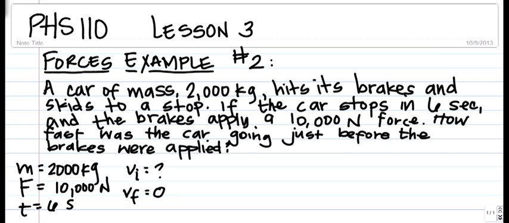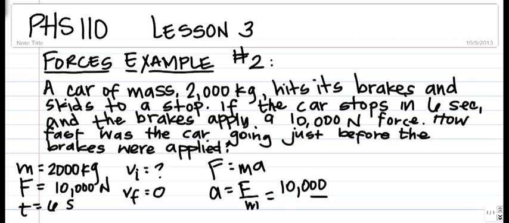The first thing that we need to do, and what makes this problem a little bit more difficult, is we have to solve for the acceleration. So we're going to go ahead and do F equals ma again and rearrange it to solve for acceleration. So you get force divided by mass. Your force here is 10,000 divided by 2,000.